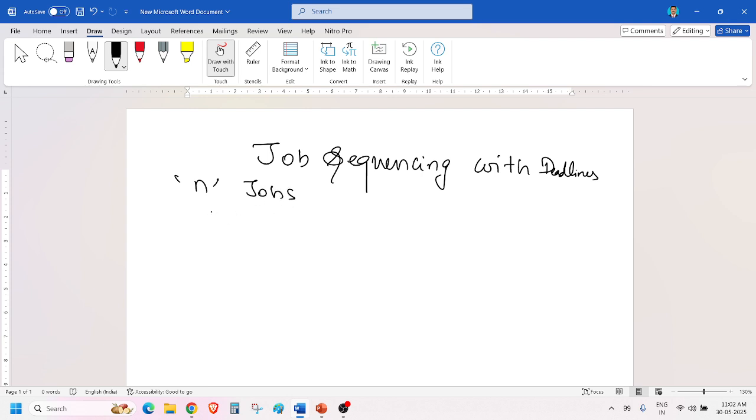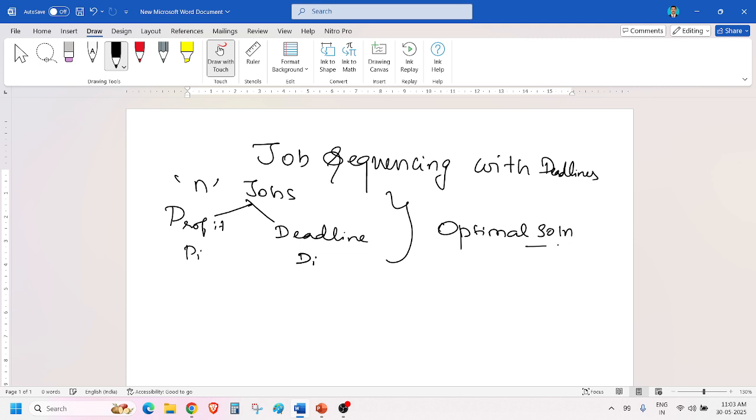In that you are having two things. One is profit and another one is the deadline. So we are having two things, Pi as well as Di, profit as well as the deadline. Why do I have to study job sequencing? Because you have to find the optimal solution. So the optimal solution is the main thing.